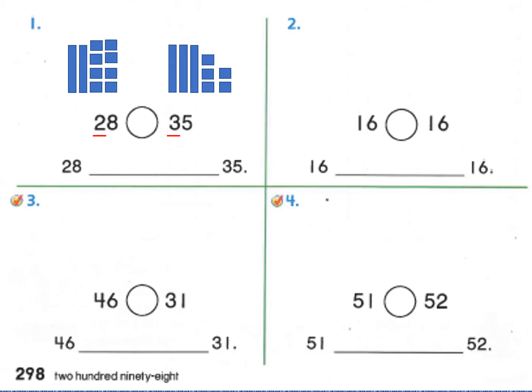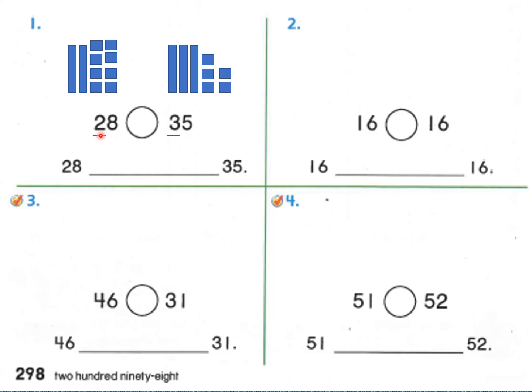Okay, so here are some examples that are in your book again. On page 298, you're going to see exactly these same problems. Here, I drew a real quick picture. I'm like you guys, I don't have my base 10 blocks at my house. I'm working from home too. So I just did the best that I can. Here's my quick picture. I did 2 tens and 8 ones, and over here, I have 3 tens and 5 ones.